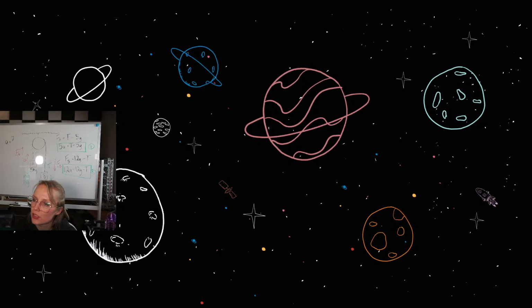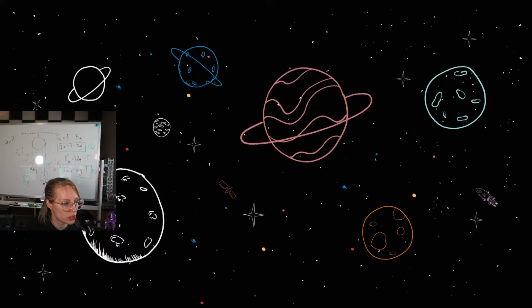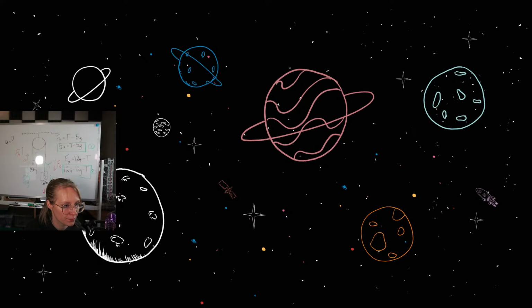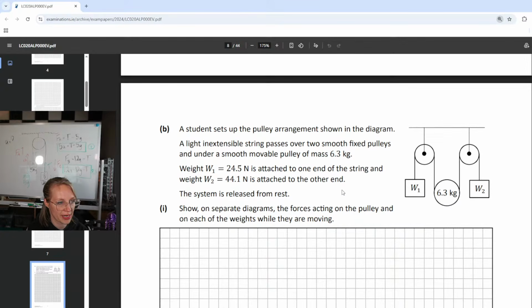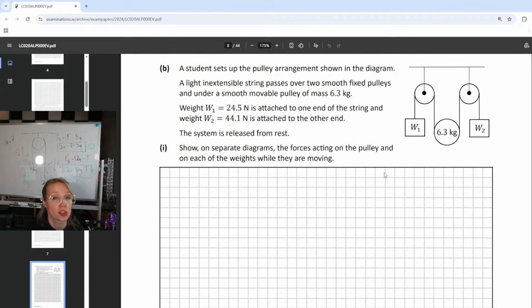Let me look at this. A student sets up, okay, let's see if this is doable. Do we have enough knowledge to solve this, chat, is the question. Let's look at this question. Do we have enough brain cells for this today? A student sets up a pulley arrangement as shown in the diagram. So this is a triple pulley problem. Well, double? Is this a triple or a double?